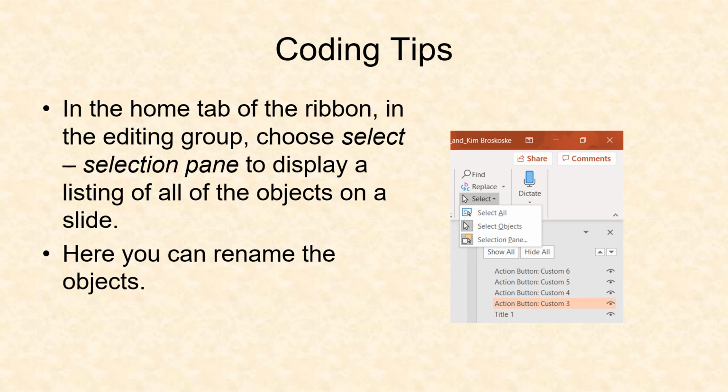And that becomes very significant in VBA, because in Visual Basic, we need to refer to objects by their name. You also notice that there's a little eyeball by each object, and by clicking that, we can also hide that object, and we can work within VBA coding in order to display that object later. So knowing about that selection pane will be very helpful as you start coding.